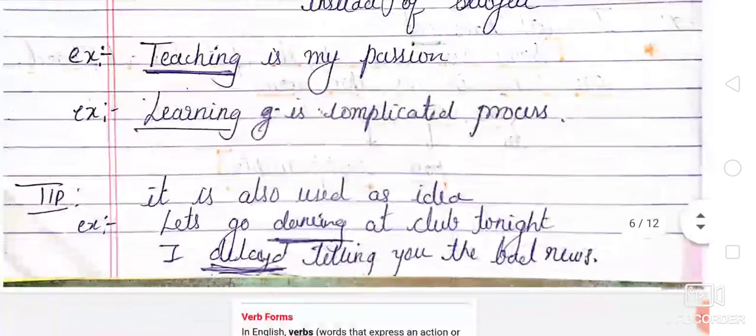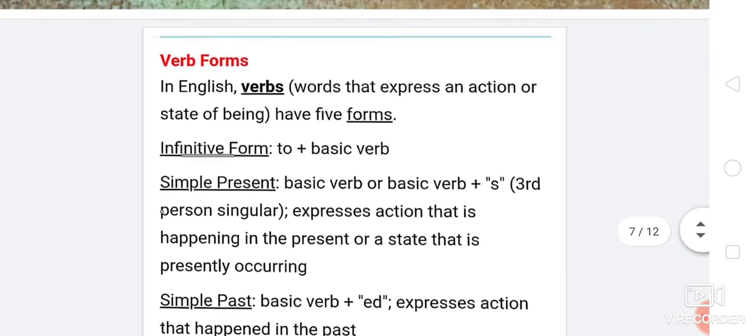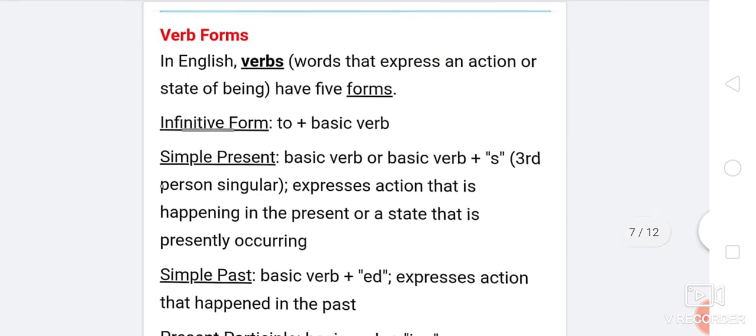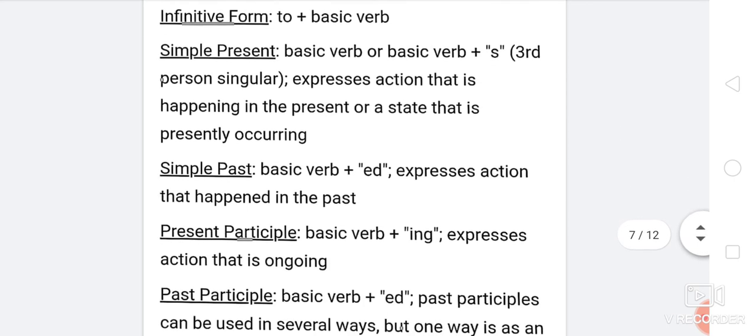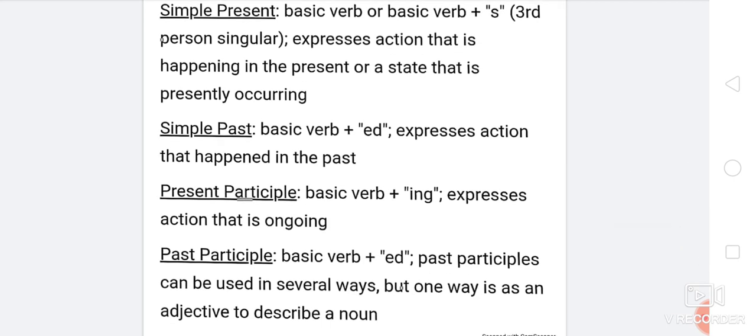So this is all about verb forms. The first form is the base form, the present form, followed by s, which indicates the present state. Simple past is followed by ed, which indicates the action that happened in the past. Present participle expresses an action that is going on, followed by ing. And we have the past participle, which indicates the action that has already been carried out and is being discussed.